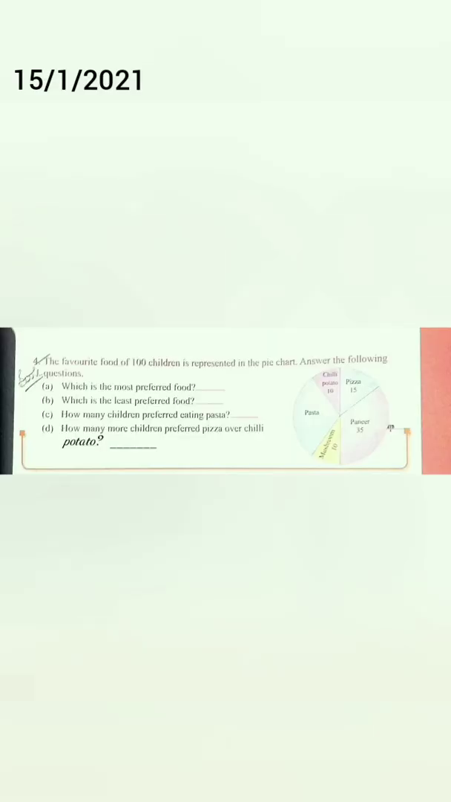Now open page number 93, question 4 from exercise 5A. In this question, we will read the pie chart to answer the given questions. The question is, the favorite food of 100 children is represented in the pie chart. Now answer the following questions. According to the pie chart, 10 students like chili potato, 15 students like pizza, 35 students like paneer, 10 students like mushroom, and the rest of the students like pasta.